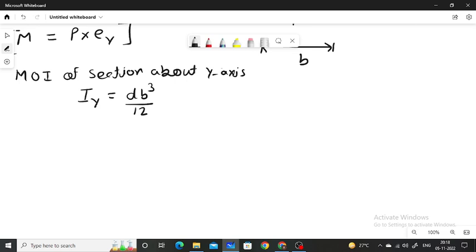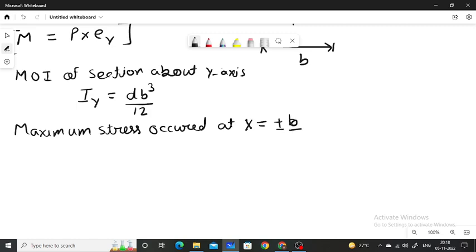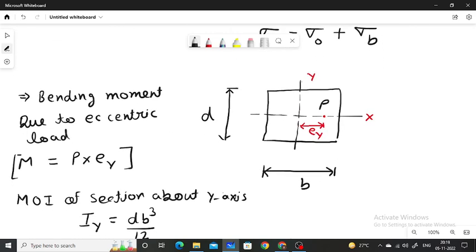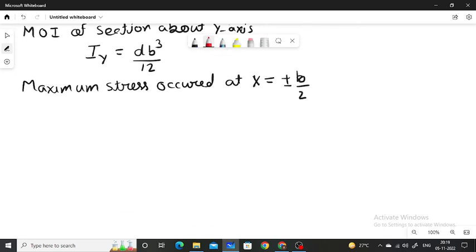Now the maximum stress occurred at x is equal to plus minus b by 2. Here the maximum stress will occur at this layer, this is plus b by 2, and the opposite side layer which is minus b by 2. Maximum stress will occur at plus b by 2 and minus b by 2.